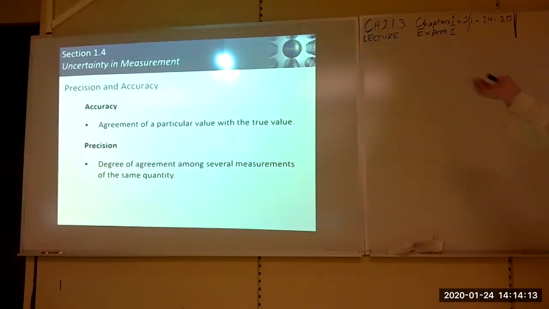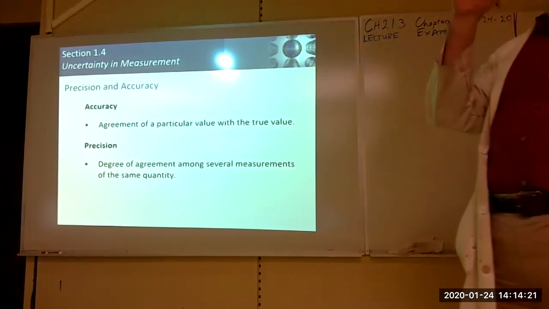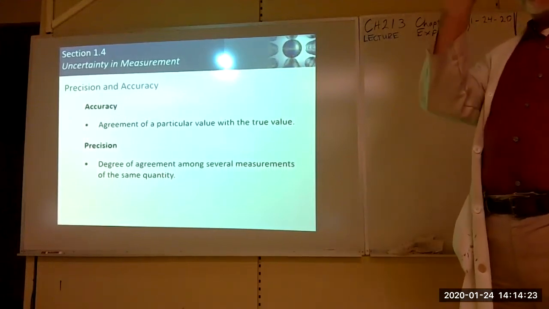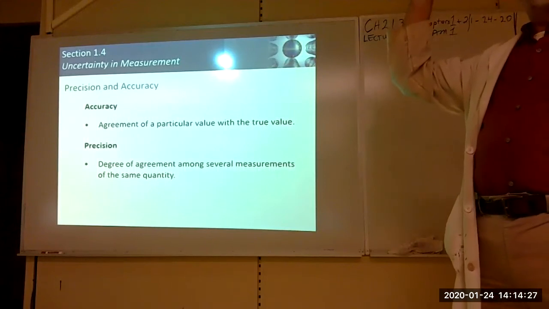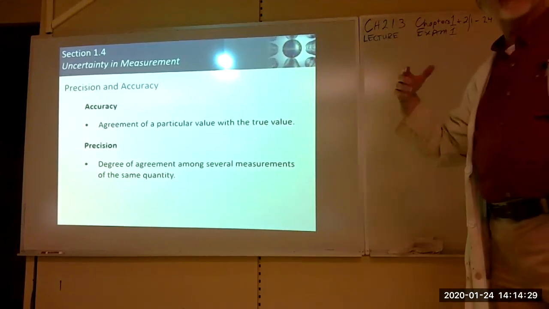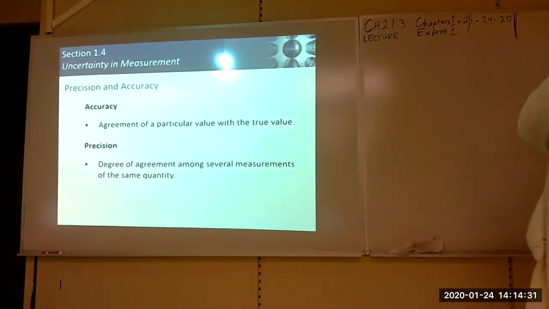Precision, you don't need to know what the true value is or the accepted value. Precision just says, how are your measurements grouped? So you've got to make 2 or more measurements. Are they grouped very close together, or are they far apart? If they're far apart, your precision is poor. If they're very close together, precision is good.